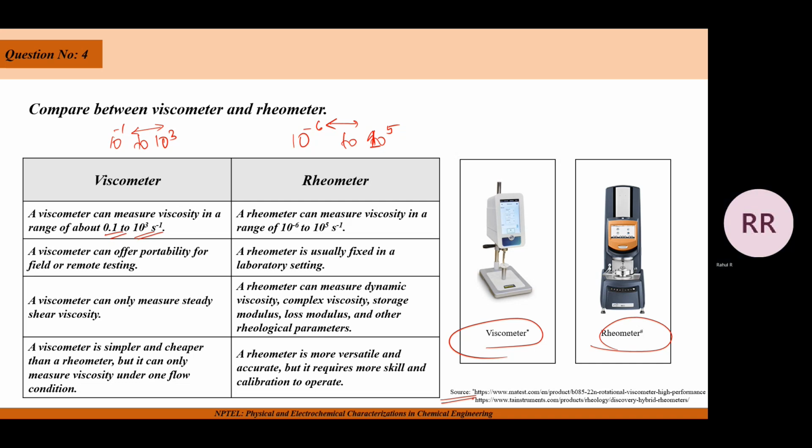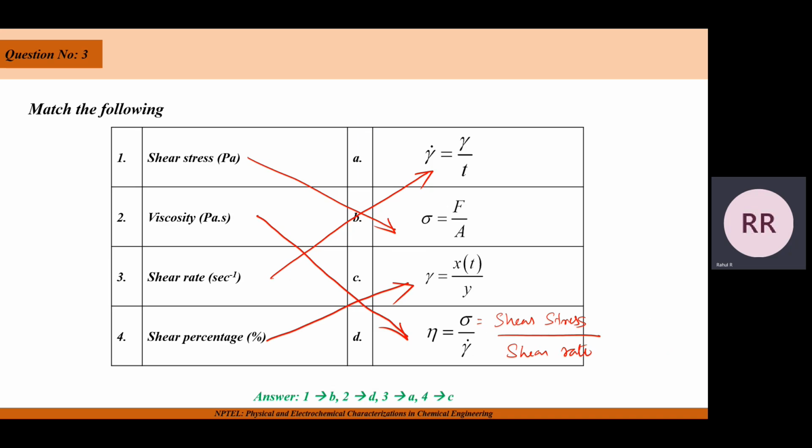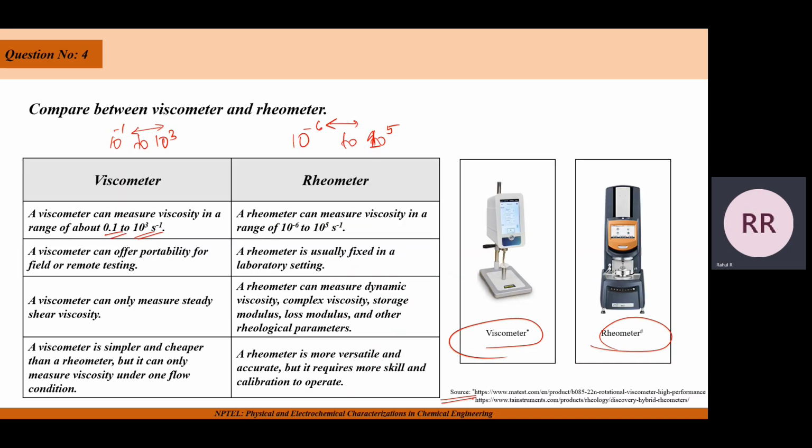Okay. As you all know, in the previous slide we saw that viscosity is a very fundamental parameter that people actually measure. So the range that a viscometer can measure is very small. So the sensitivity of a rheometer is much higher when compared to that of a viscometer.